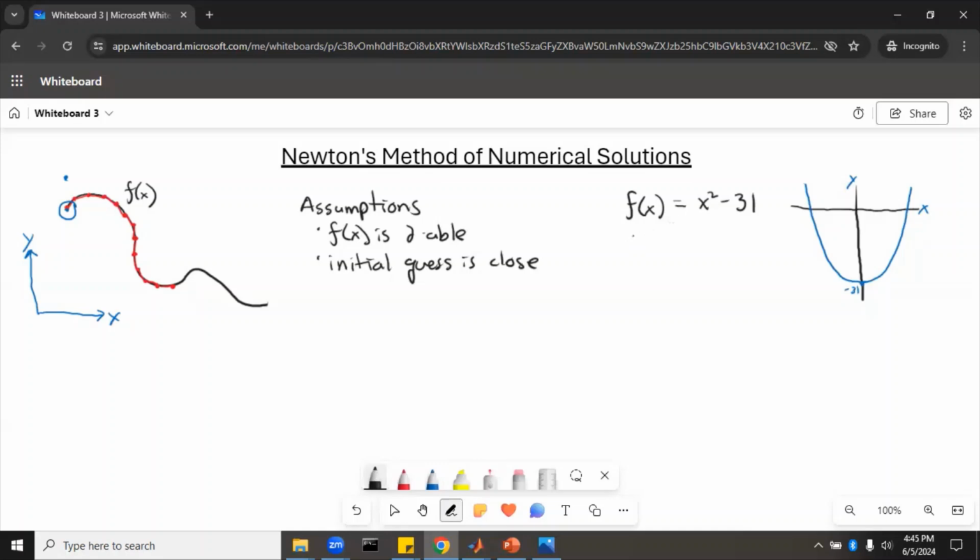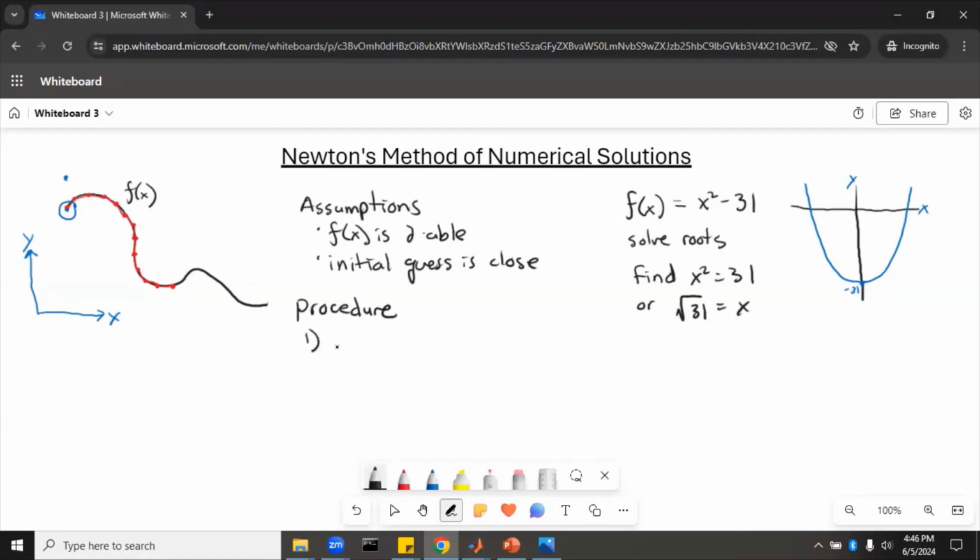So let's say we want to solve for the roots. We want to see where that function crosses the x-axis. This is the same thing as saying find x squared equals 31, or square root of 31 equals x. You can do that on a calculator, but what is the calculator doing? It's doing a numerical solution. So you're going to be able to see the math behind how that calculator is solving your square root.